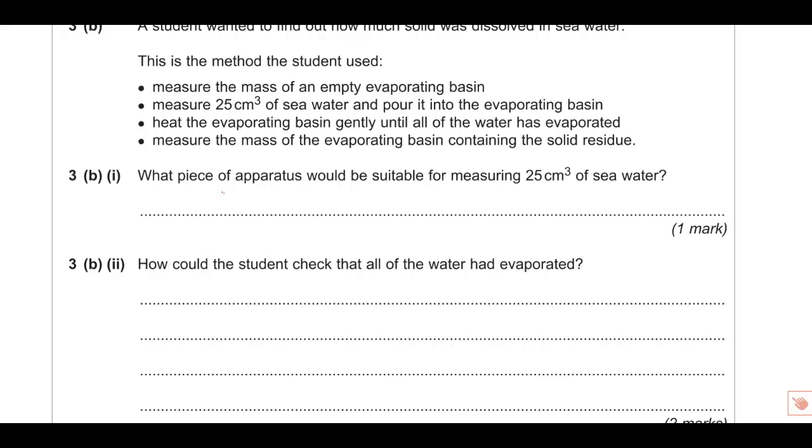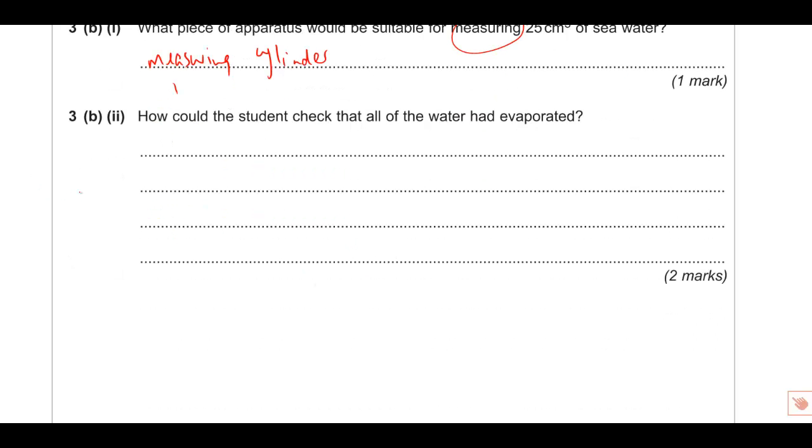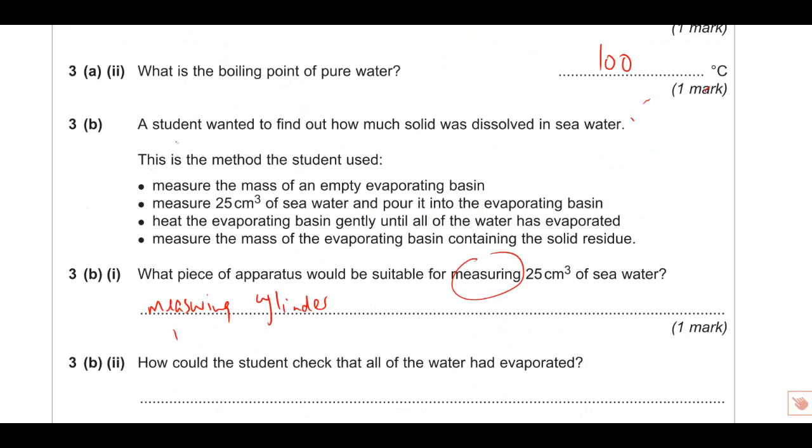What piece of apparatus will be suitable for measuring 25 centimeters cubed of seawater? We're looking at measuring here, but it's a giveaway. We would use a measuring cylinder. Amazingly, that's not really a very difficult one. How could the student check that all the water had evaporated? I really like this question because it's a very practical based question, almost like A-level. Now what we need to look at is, the student is looking to see how much solid dissolves in the seawater.